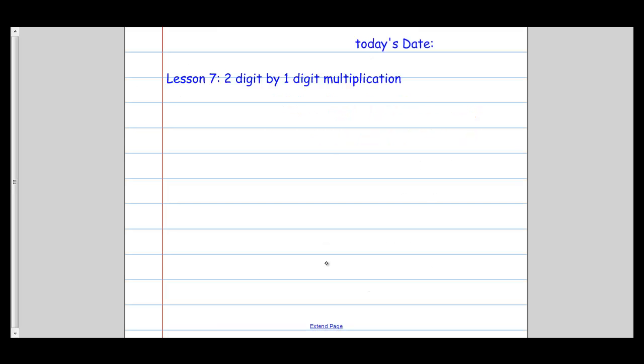Okay, so in your math journal, I want you to write today's date. And I want you to write lesson 7, 2-digit by 1-digit multiplication. It's really important that you label your journal so that if you want to go back and look at it, you'll know what you're looking for.